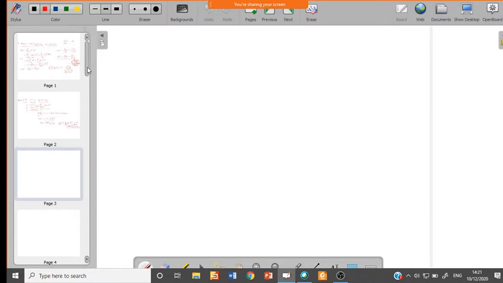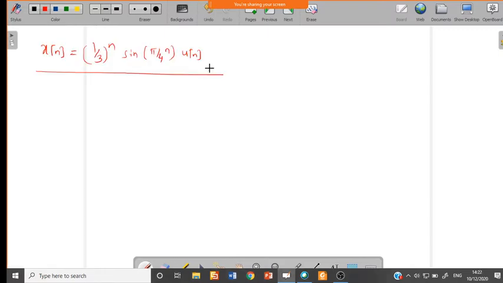So now the next problem, which is given by x of n equal to 1 by 3 power n into sine of pi by 4 n into u of n. This is the signal which is given. Try to find the z transform and then the ROC. Okay, so try to do this.